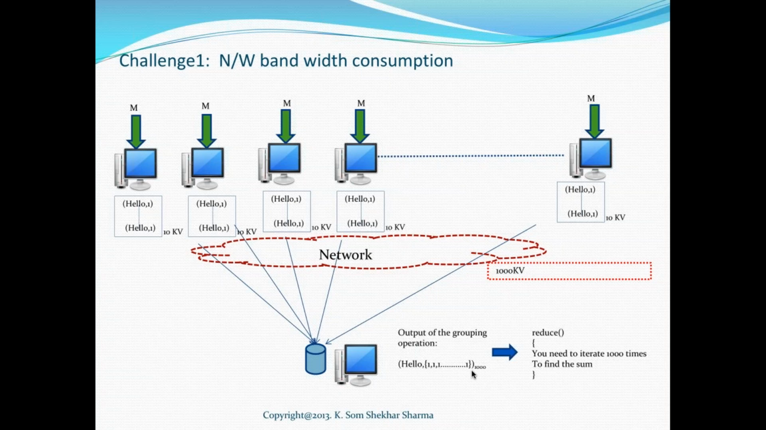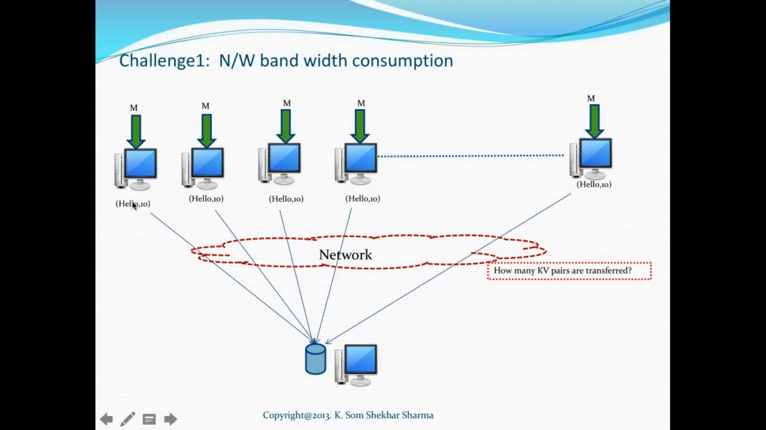Now this is the source of the network problem. A lot of network bandwidth consumption is happening here. How can I reduce the key value pairs so that it reduces the network bandwidth consumption? I have told you that we can do some kind of aggregation. Here you see hello comma 1, hello comma 1. Instead of that, we do the aggregation at the mapper side: hello comma 10, hello comma 10, hello comma 10. Likewise each of the mappers has done the aggregation on its part.